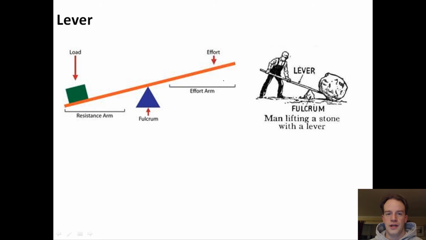For instance, we can push down here, and we'll be lifting this load up. That is changing the direction of our force. Also, if we adjust the fulcrum, we can then reduce the amount of input force needed here, but in exchange we will have a greater distance that we have to have that input force travel. But it's a lot easier to lift this load.